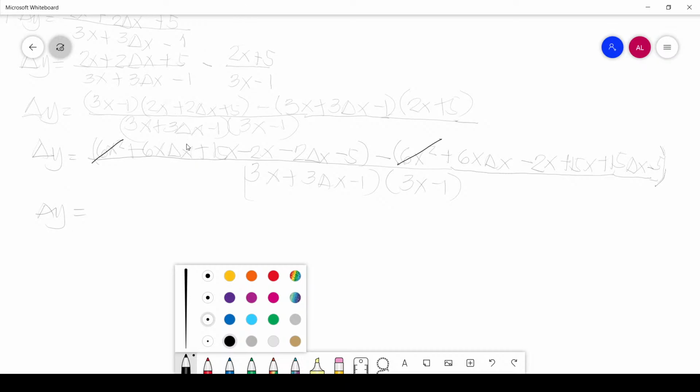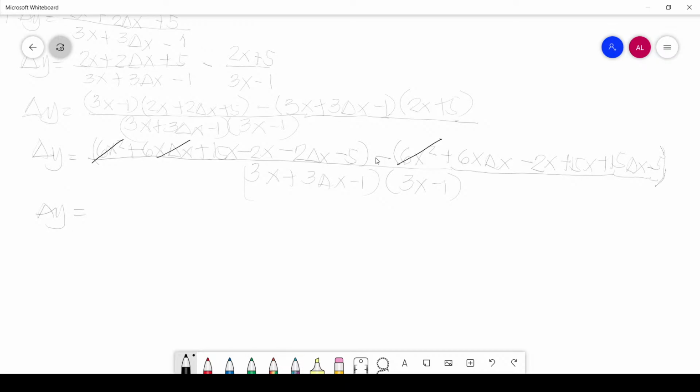Then we have 6x delta x. I'll cancel, this is minus. Then 15x, 15x. Then what else can we cancel? Negative 5, negative 5. Again I cancel these because they are minus then negative, so that is positive, different signs. Okay, what do we have left? That is negative 2x, negative 2 delta x, and negative 2x. Is that right? Or did I forget a delta? Oh, that's right.